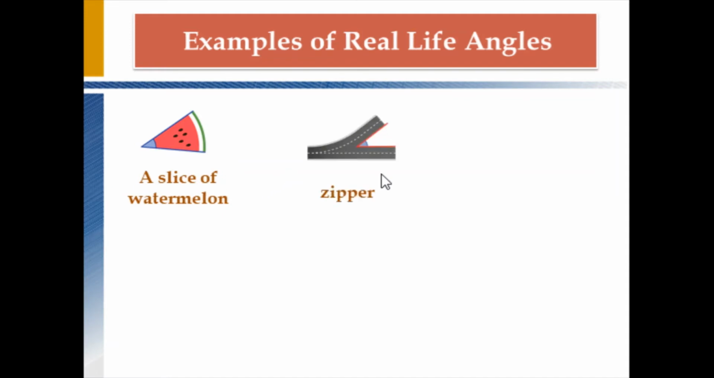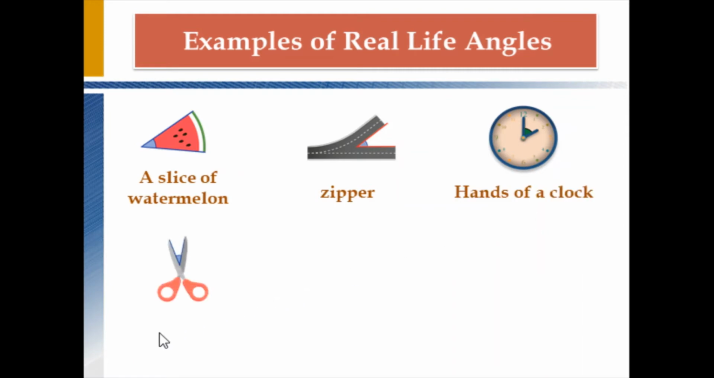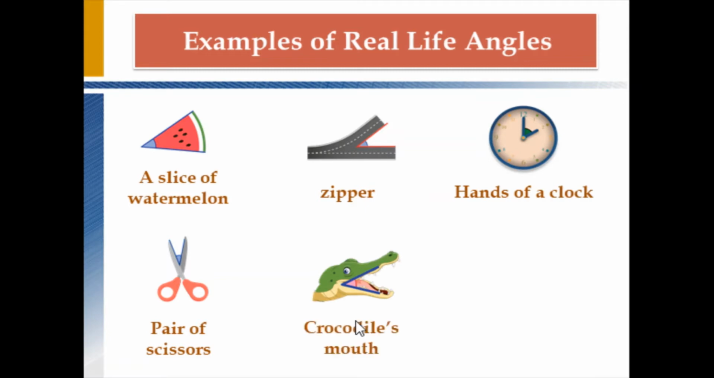For example, we have a slice of watermelon, zipper, hands of a clock, pair of scissors, crocodile's mouth, and a seagull's beak. Now, tell me what type of angle these following objects show.